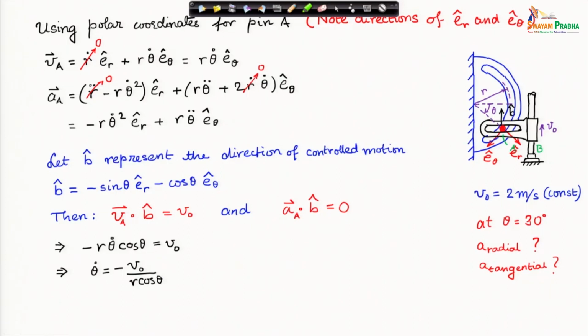Now, if you use these expressions of V A, so here is the expression of V A, and dot it with B cap. E theta cap dot product with E r cap is 0. Therefore, I am left with minus r theta dot cosine theta on the left hand side, and the right hand side is V naught, which is given to me. Therefore, I can solve for theta dot, which was not known to me, in terms of V naught, r and theta, which is given, 30 degrees.